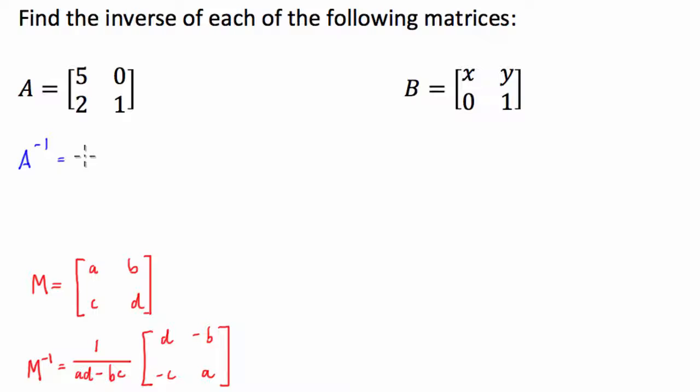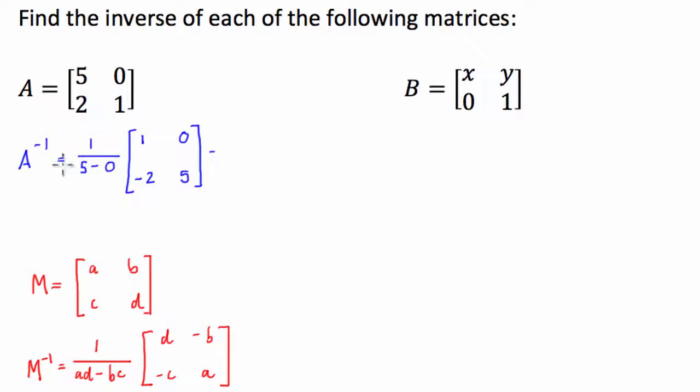So if I'm going to apply this to the matrix A that I have up here, the inverse of A is going to be equal to 1 over AD, so A times D, 5 times 1 is 5, minus 2 times 0, which is 0. So we flip the A and D terms. We have a 1 up here, we have a 5 down here, and we flip the sign on the B and C terms. So this is going to be still 0. You can't have a negative 0, and this is going to be negative 2. Cool.